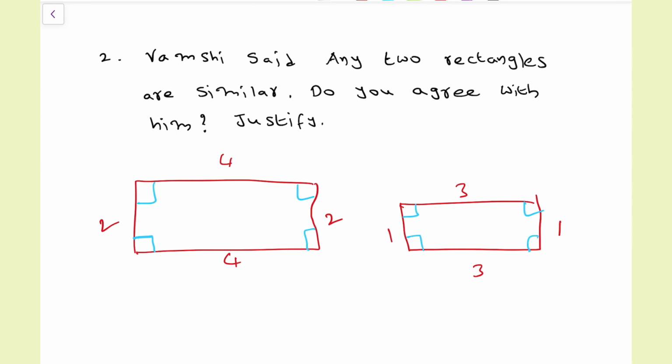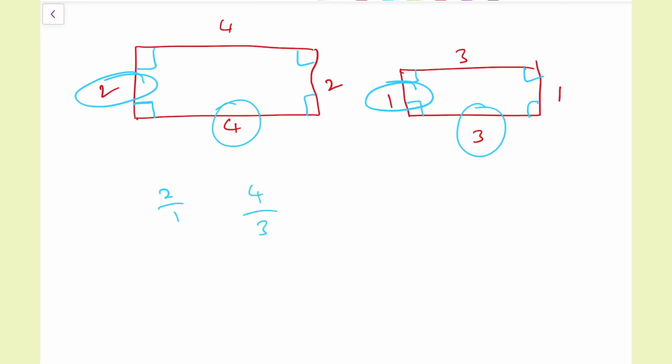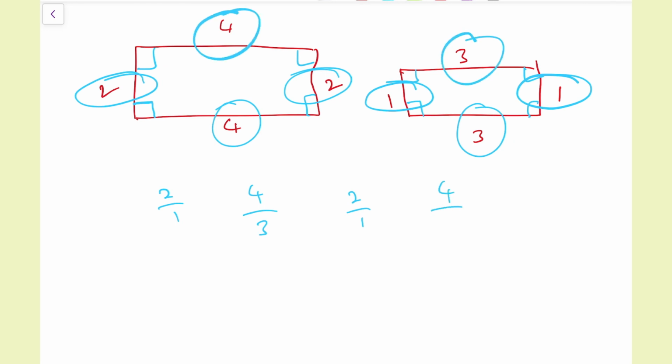Next, corresponding sides ratio should be equal. So for that, left by left, 2 by 1. Base by base, 4 by 3. Right by right, 2 by 1. Top by top, 4 by 3. Here we can clearly say that 2 by 1 is not at all equal to 4 by 3. So no need to compare the remaining ones.